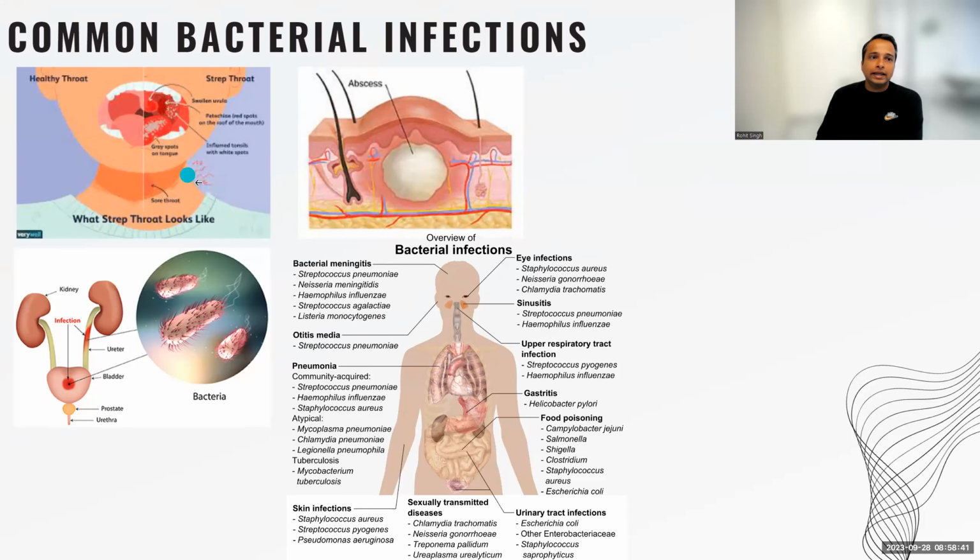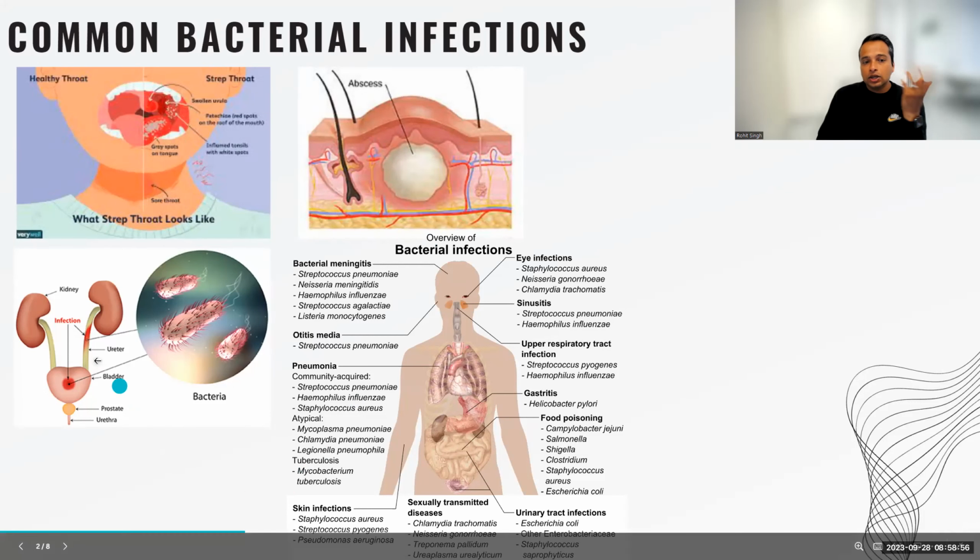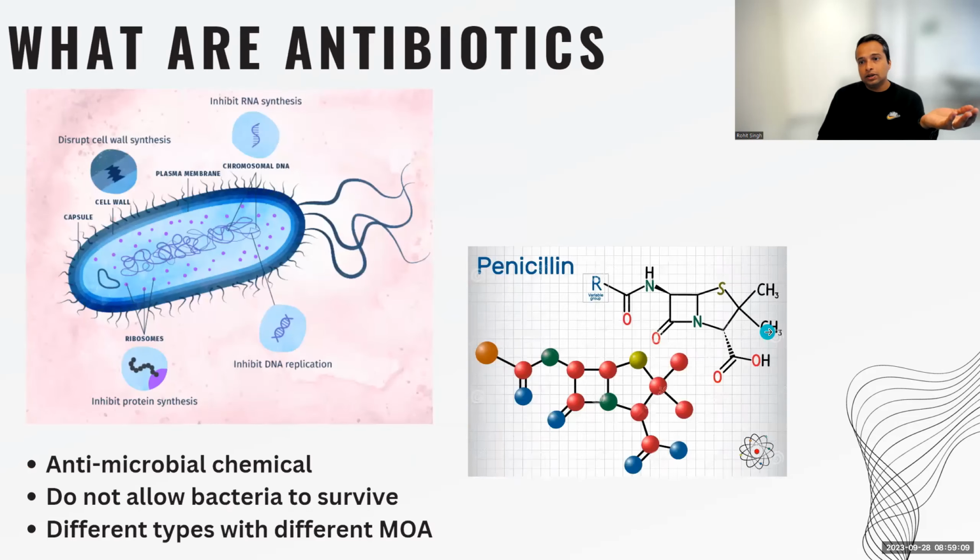Now, there are common ones like strep throat, where you have white patches inside your throat. Abscess is when you have hair ingrown or some kind of issue and it leads to pus formation. So it's basically a bunch of bacteria residing there. Urinary tract infections. And here I have listed a bunch of different bacterial infections which can affect humans and the sources of different bacteria. I'm not talking here about bacteria, but what I'm trying to talk about is the antibiotics.